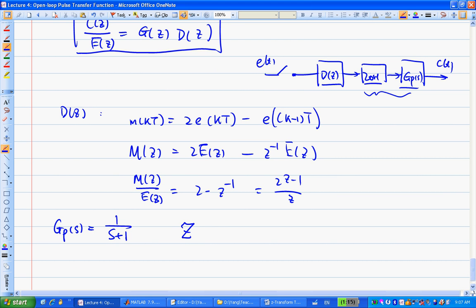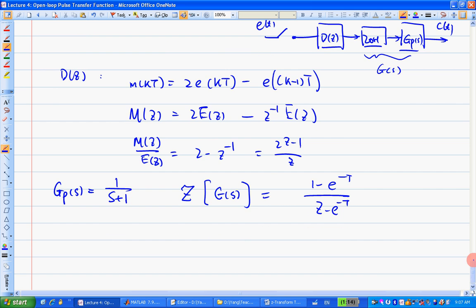So the z transform of this zero order hold, and let's call this G of s right here. You can do that. I think we obtained it in the previous example, which is this guy.